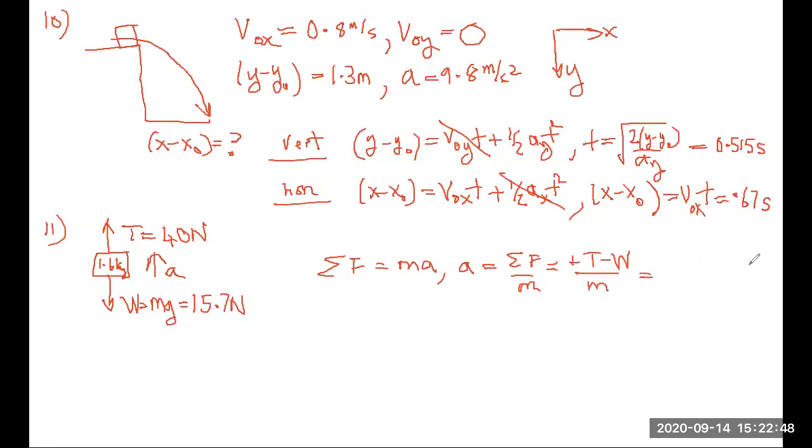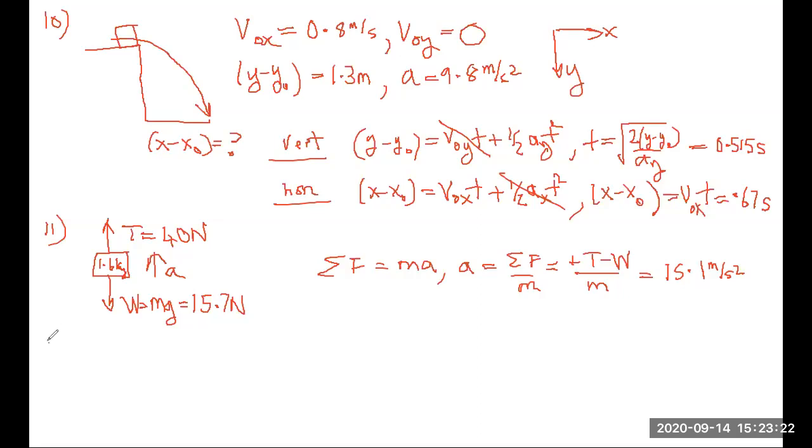I won't write that, I'm running out of space. 40 newtons minus 15.7 newtons would be 24.3 newtons. 24.3 newtons divided by 1.6 kilograms. I got for the answer of that, it looks like 15.1 meters per second squared. And so that was my answer to that one. That's an example of Newton's second law.